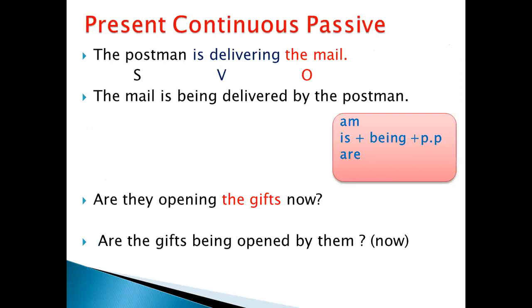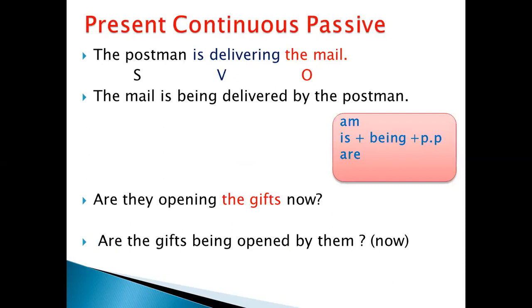Okay. Step number two. What is the tense of this sentence? The tense is present continuous, is delivering. Step number three, take the object, it will be the first one. So the mail is being delivered, or the mail is being delivered by the postman. And the form of the present continuous in the passive is am, is, are plus being plus past participle.